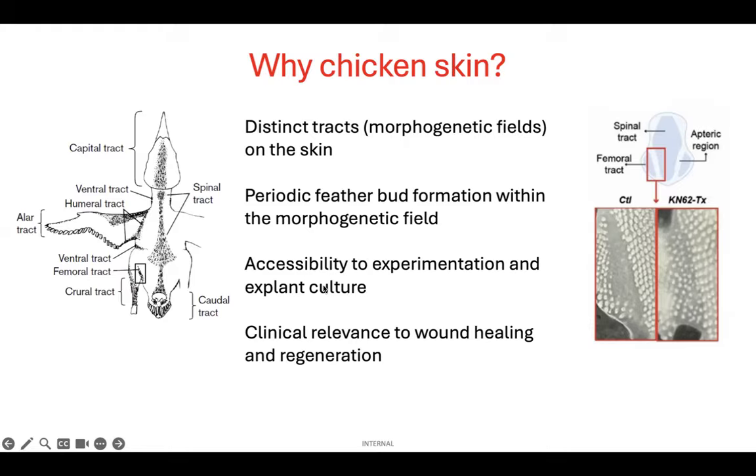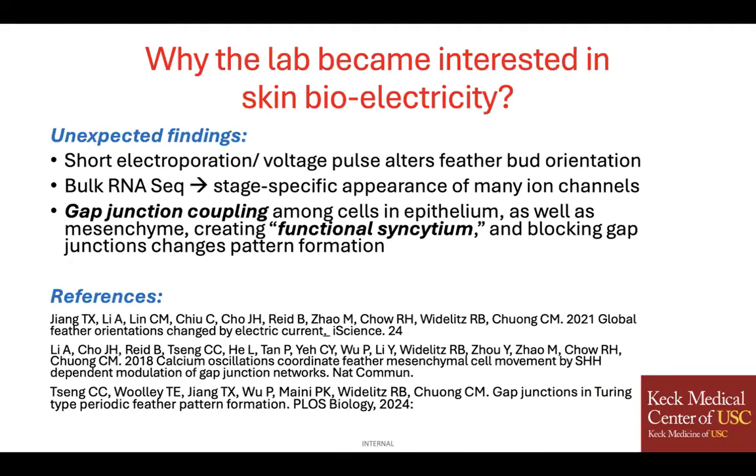The other reason to work on chicken skin is that it's readily accessible to experimentation and explant culture. Furthermore, it has clinical relevance to wound healing and regeneration. So, well before I came into this collaboration, Ming's lab had already become very interested in skin bioelectricity for several unexpected findings in their experiments. One was that applying a voltage pulse in order to do electroporation, they observed that feather bud orientation could be disturbed, and I'll have a slide on this in a second.